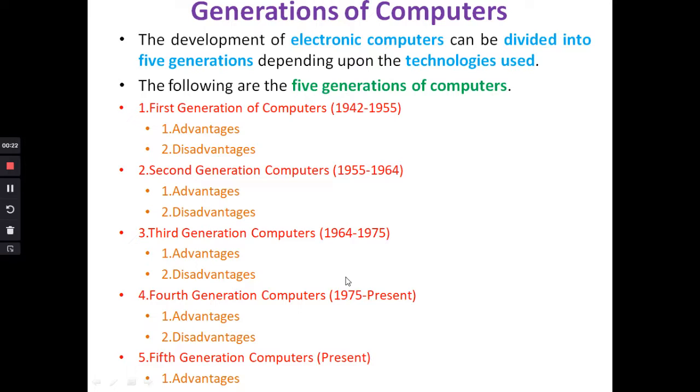The first generation of computers is classified from 1942 to 1955. Then the second generation started its era from 1955 to 1964. The third generation started from 1964 to 1975, and the fourth generation from 1975 to the present. And the fifth generation of computers is what we are going to see now. For these five heads, the generation of computers has been classified into five types.